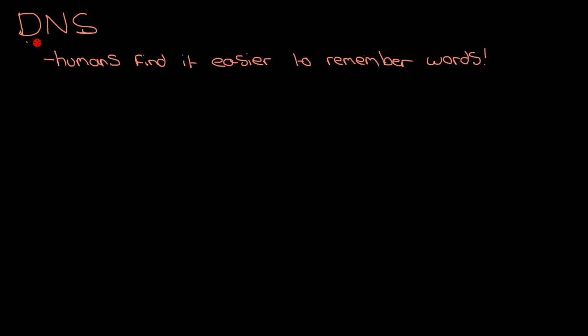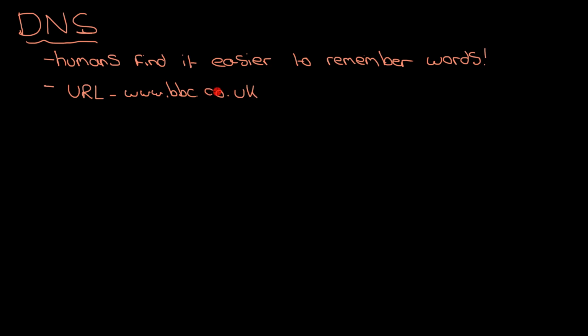Humans are much better, much more likely to remember words. And this is really important. This is why we have this system called DNS, the domain name system, to convert from URLs, which you will be familiar with like this. So if I told you instead to go, instead of that number, if I said go to www.bbc.co.uk, you are more likely to remember that.